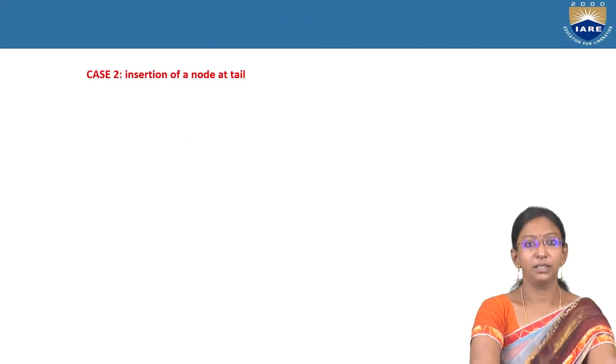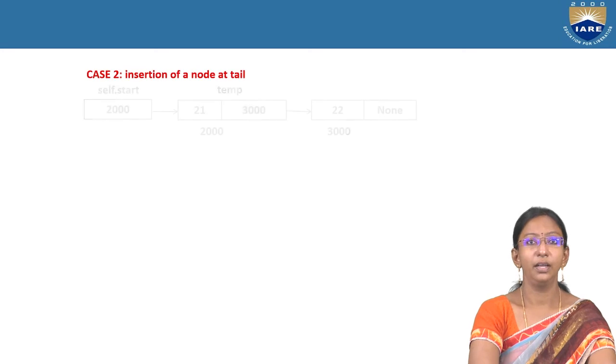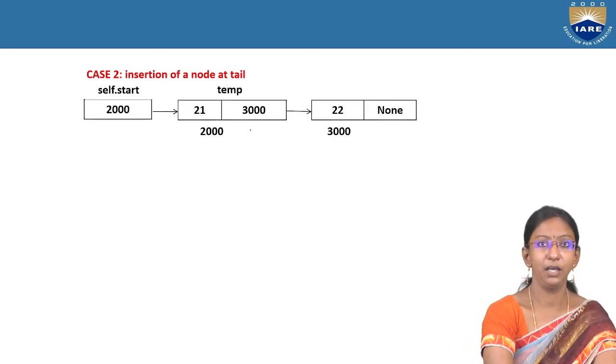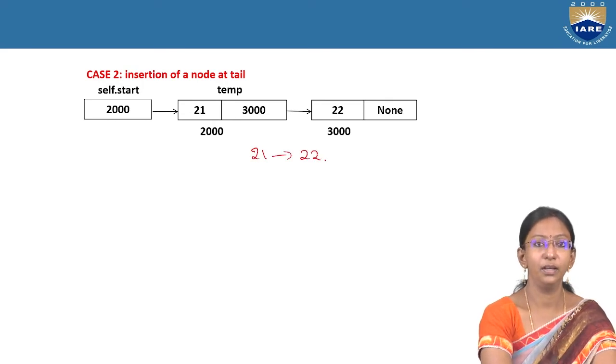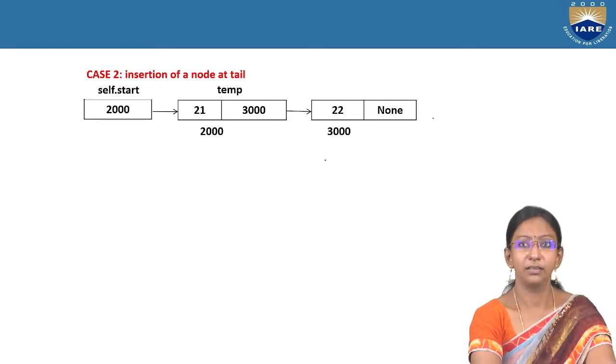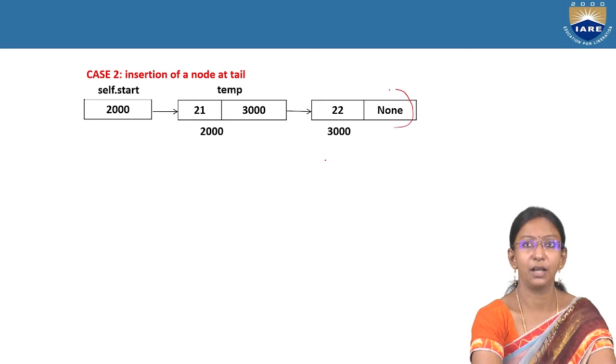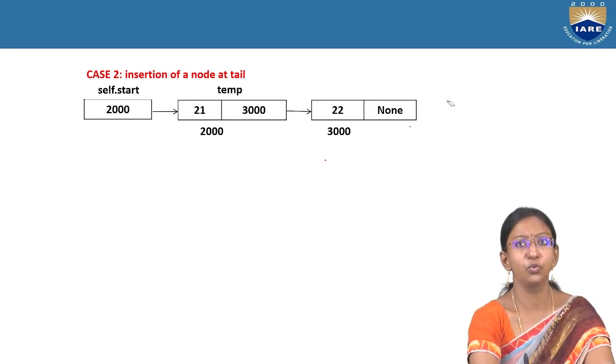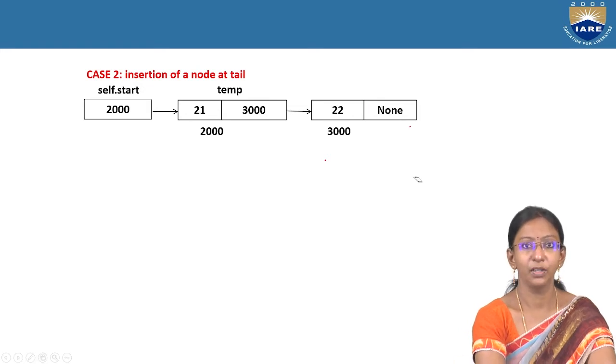Let's look at case 2, that is, inserting a node at the tail, right? So this is the list which I'm having in my hands. That is, 21 is related to 22, right? So you can clearly see that for node 22, its next part is filled with None. Why None? Because it is the last node. There is no other node after it, right?